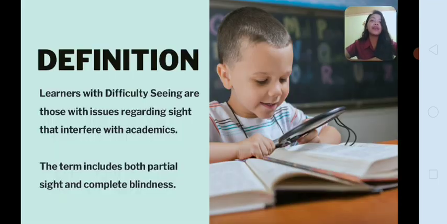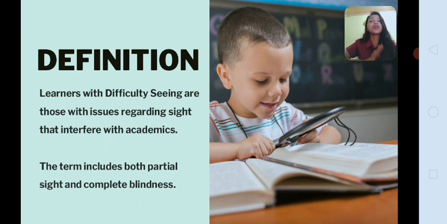By definition, learners with difficulty seeing are those with issues regarding sight that interfere with academics. In other words, there are visually impaired students. That is why in the next discussion, we will be discussing the tools that teachers need to incorporate in a class to address such problems when it comes to sight that may interfere with their academic performance. Learners with difficulty seeing is a term that includes both partial sight and complete blindness.